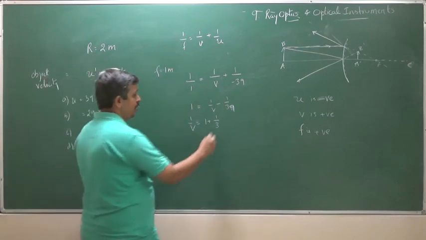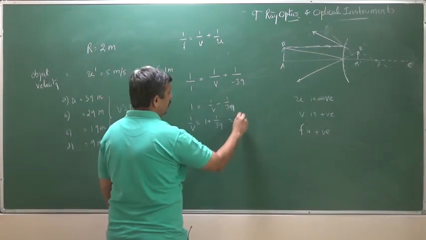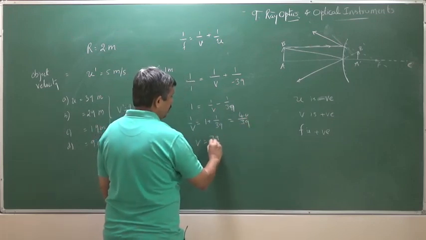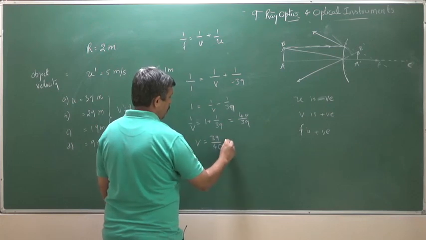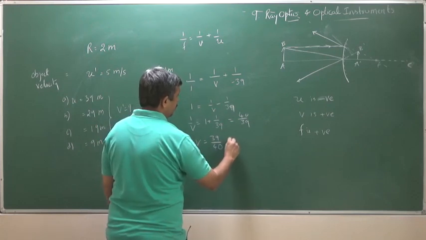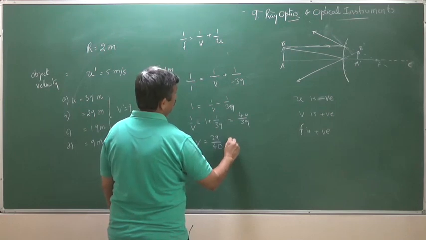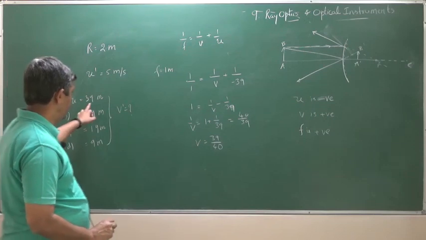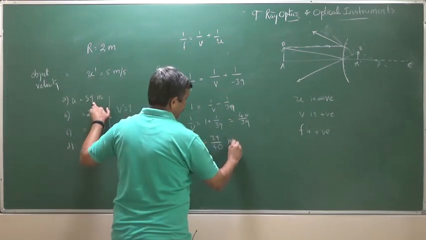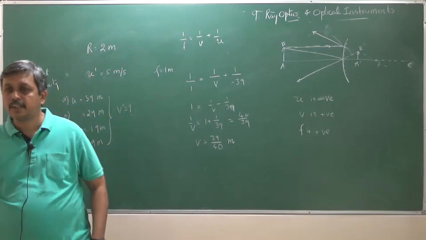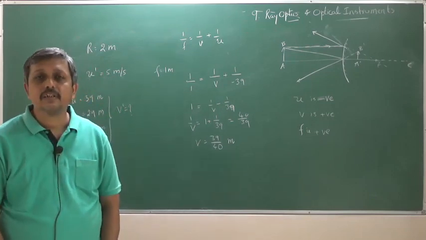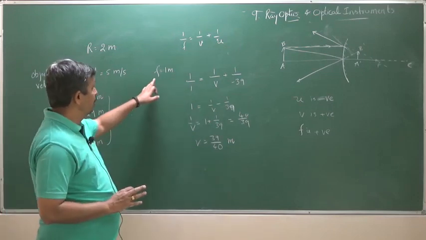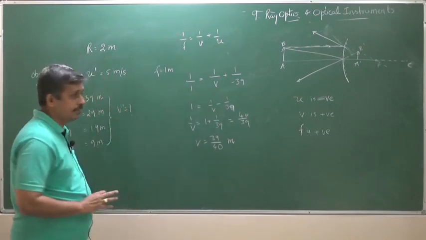So, 1 plus 1 by 39 is nothing but 39 plus 1, which is 40 by 39. So, v is equal to 39 by 40 centimeters or meters? What is the 39 here? Is 39 a meter or a centimeter? Meter. Okay, so everything is in meters. V is equal to 39 by 40 meters. So, this we know very clearly is when we calculate it for a distance of 39 meters.